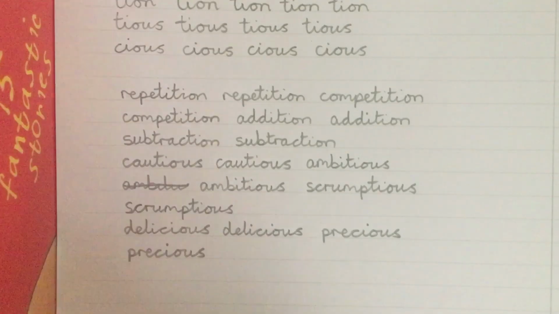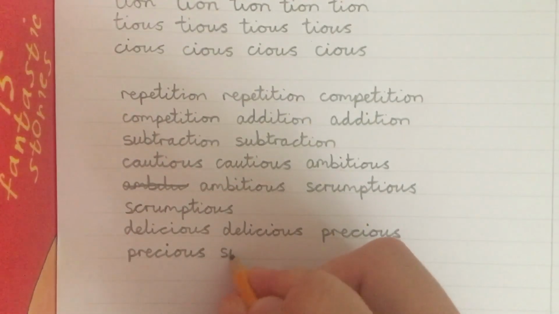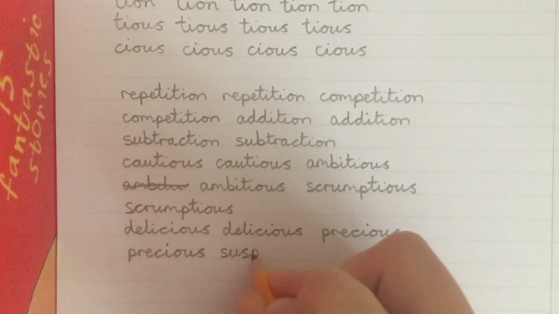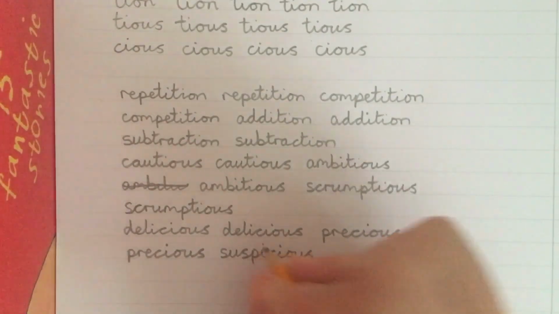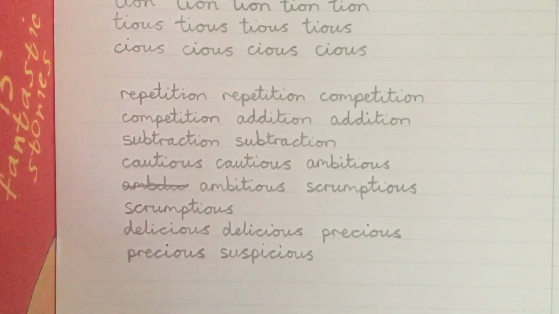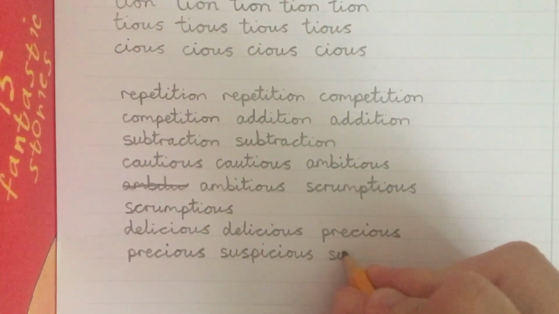And finally, I like this word. Suspicious. If you suspect that something might be a little bit dodgy about somebody, you might say that they are suspicious.